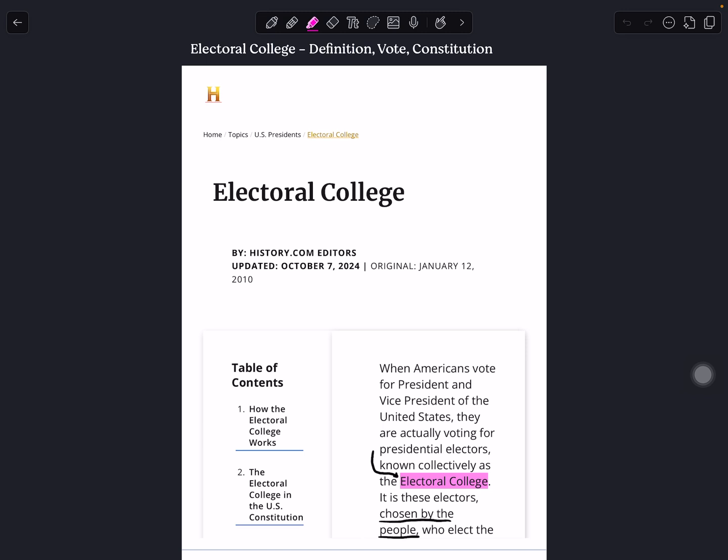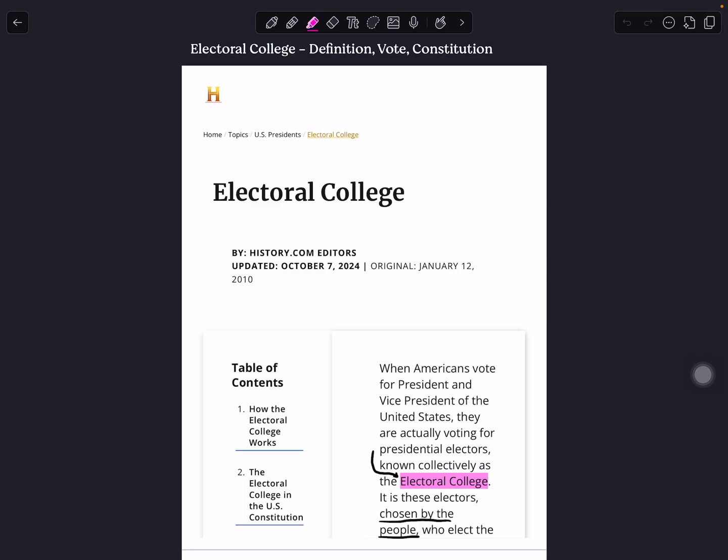Electors meet in their respective state capitals in December after the election to cast their votes for president and vice president, and they submit their votes to the president of the Senate. Some important notes I stated was that if no candidate receives a majority, the election is decided by the House of Representatives, and the candidate who receives a majority of the electoral votes is declared the winner. So 270 electoral votes out of 538 wins.